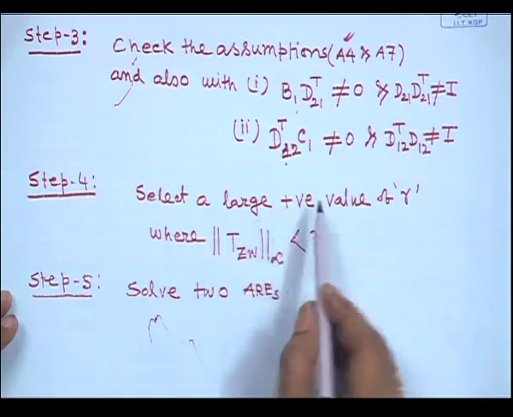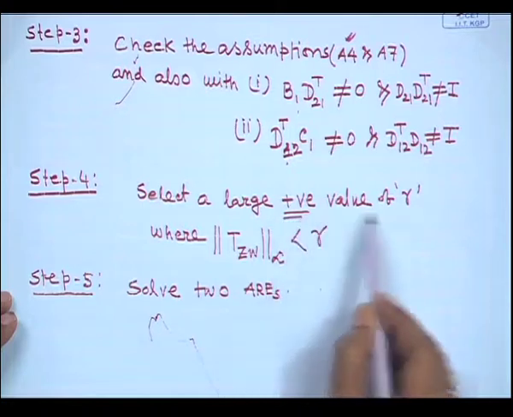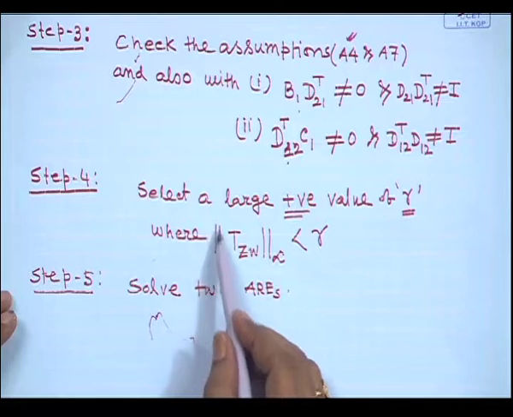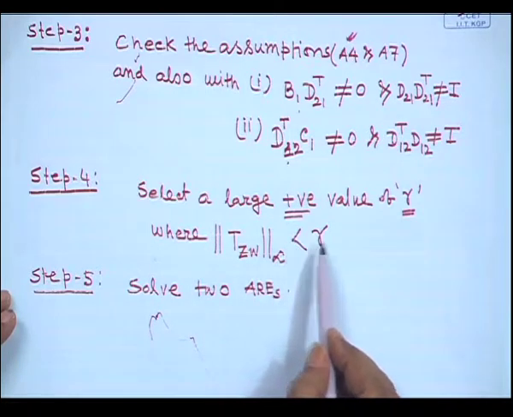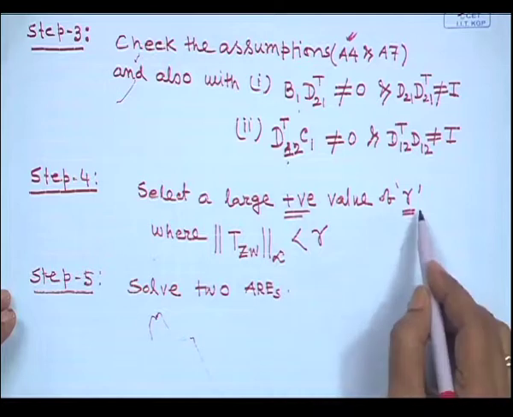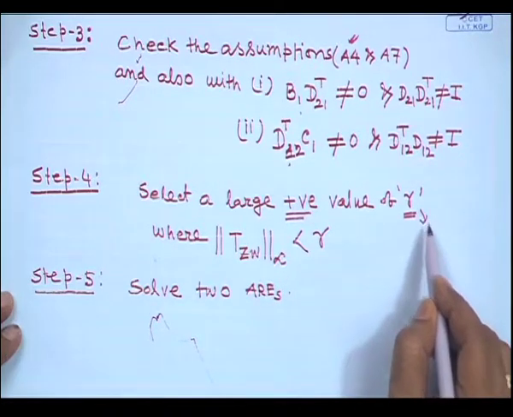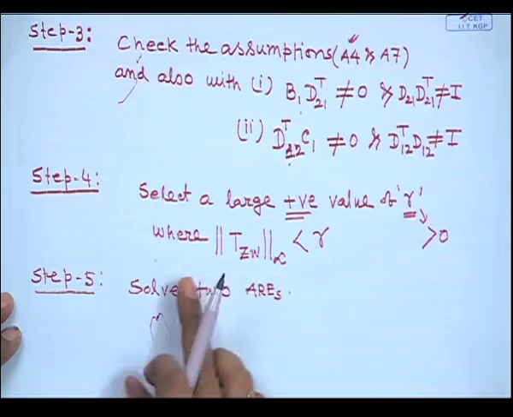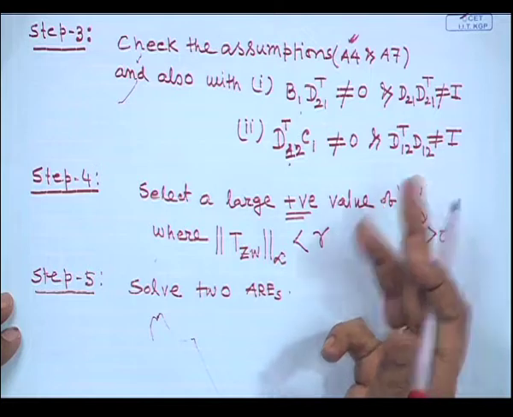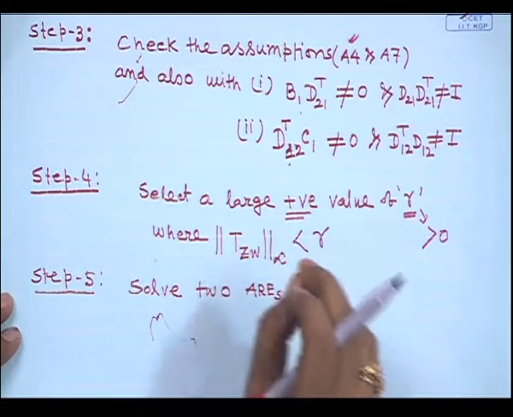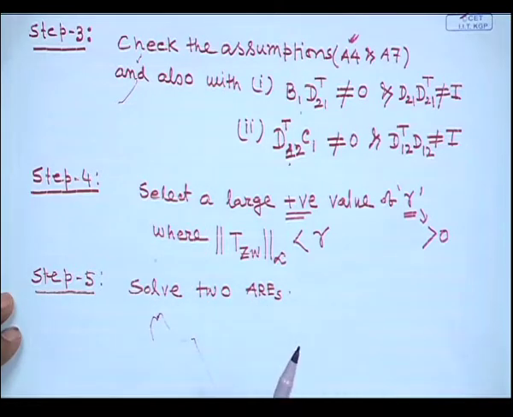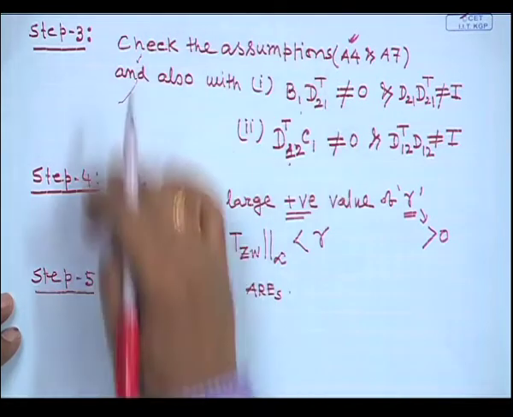Step 4: select a large positive value of gamma, where the H infinity norm will be less than gamma. Initially you consider a large positive number for gamma, where gamma is the H infinity norm from the exogenous input to the regulated output. Next, after checking all these things, you have to solve 2 Riccati equations.